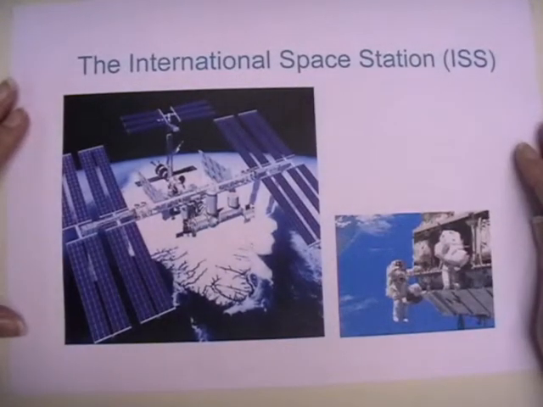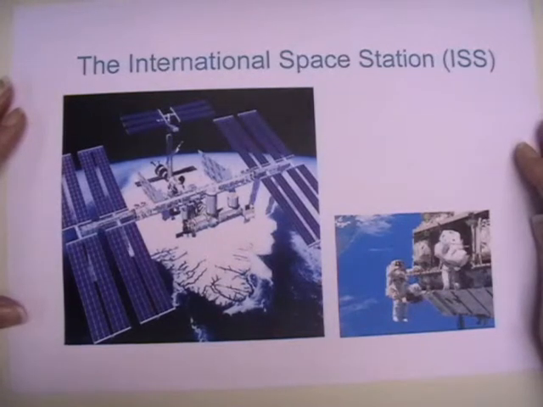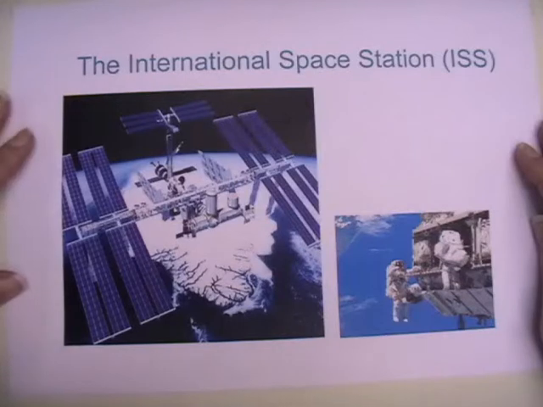In order to support satellites and other investigations in space, we have what's called the International Space Station. This is a permanently manned floating laboratory in space that orbits at 400 kilometres above the Earth's surface at a speed of approximately 28,000 kilometres per hour.